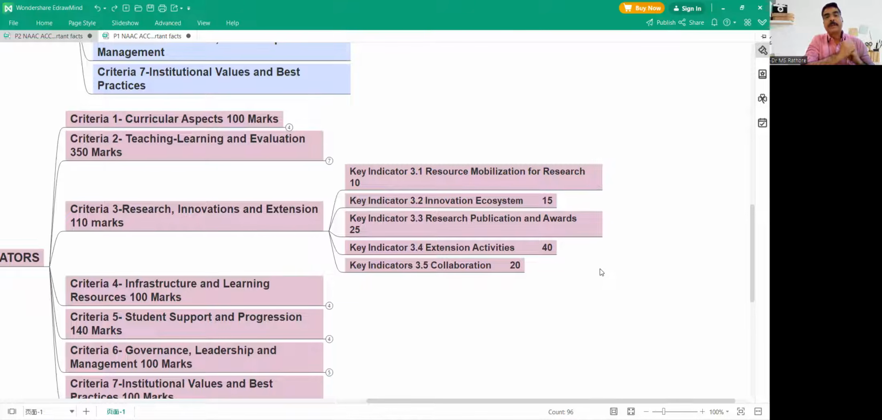And the key indicator 3.4 is the extension activities, that is how the institution is providing the opportunities to the students to perform the extension activities in the nearby community. And then the last key indicator is 3.5, that is collaboration, in terms of research or student exchange or faculty exchange, how the institution is ready to collaborate with other institutions or institutions of eminence, so that there can be mutual transfer of knowledge and intellectual property. So this is about the criteria 3 and key indicators of criteria 3.